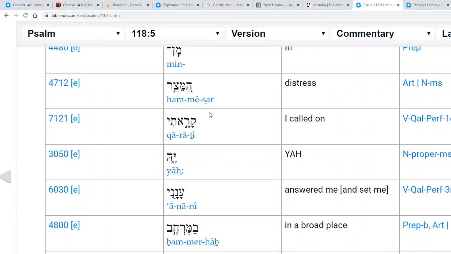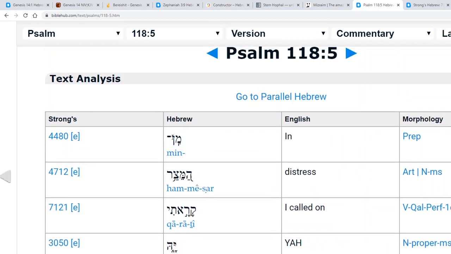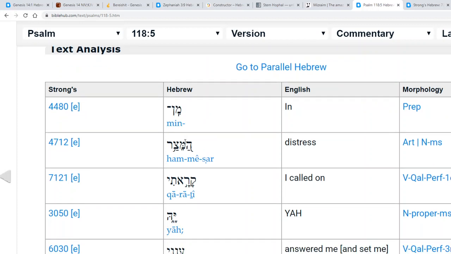Again, this is the same type of thing, right? Min hametzar, so min is a preposition. Ha-metzar, the article, and then metzar, this is a place of distress, but it means a place that is narrow, right? Like Mitzrayim, right? Ha-metzer. So I called from the metzar, from a place of distress or narrowing.